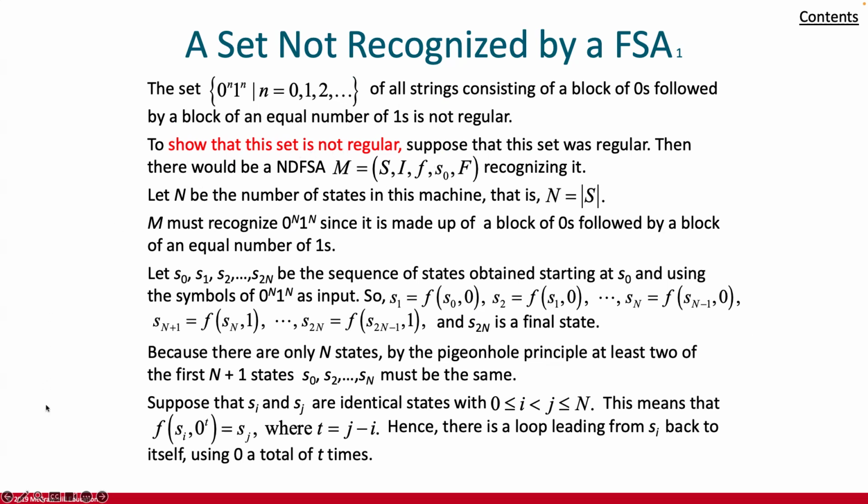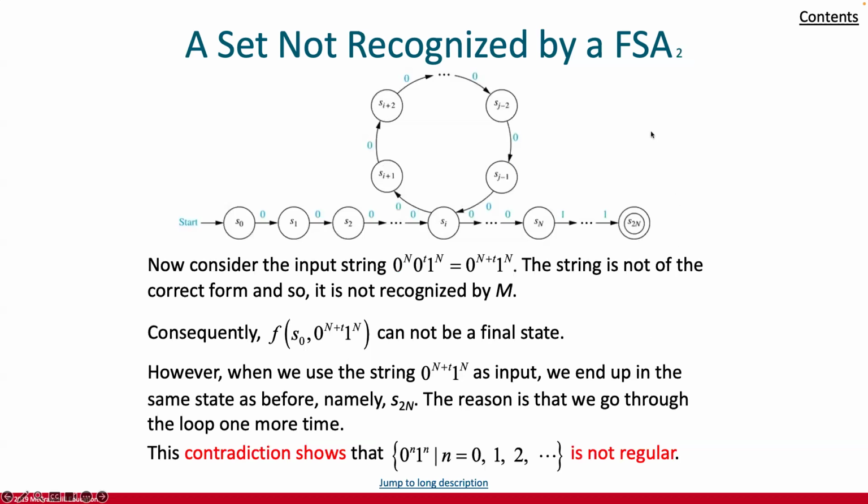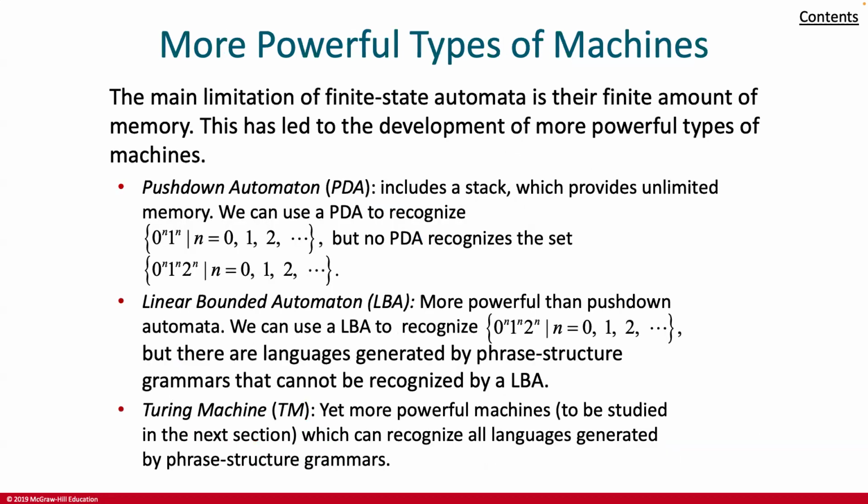I'm not going to go through all of these details, but using this kind of information and this graphic that Rosen describes, he shows that there's a contradiction and thus it's not regular. And that's sort of a 10-second view of what Rosen is trying to go over there. And you can see that in more detail by going through Rosen.